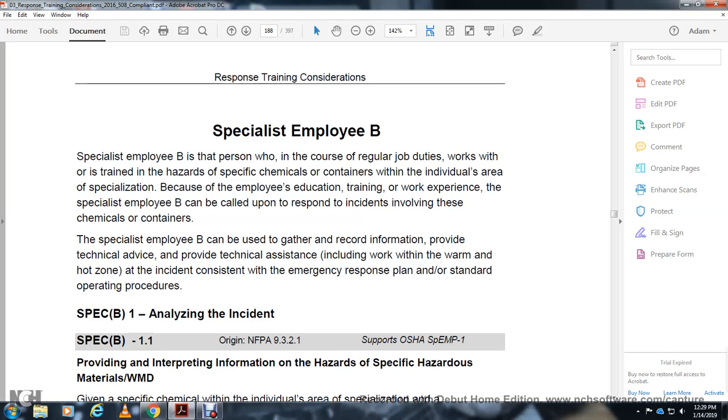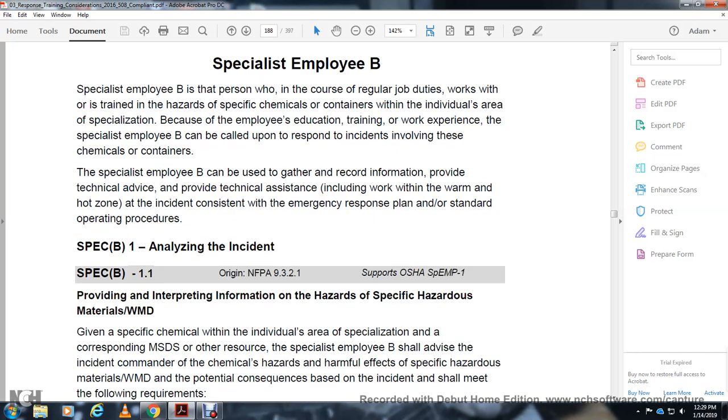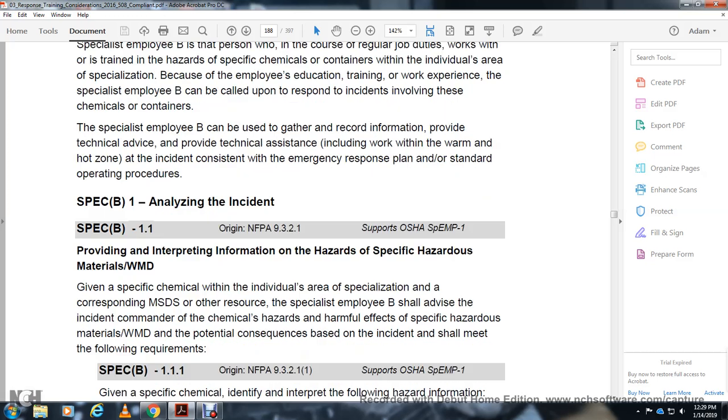Specialist Employee B analyzes the incident and provides interpreting information about the specific material, giving the chemical for the individual area of specialization and the corresponding material safety data sheets and other resources, for Specialist Employee B to provide the incident command with the chemical's harmful effects, for the specific material, and the potential consequences based on the incident. It shall meet the following requirements.